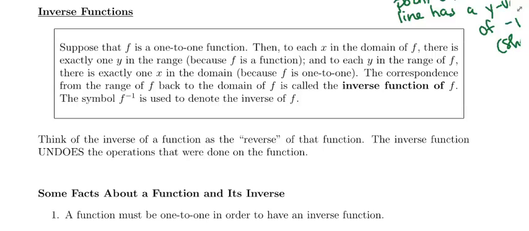It says, suppose that f is a one-to-one function, then to each x in the domain of f, there is exactly one y in the range because f is a function, and to each y in the range of f, there is exactly one x in the domain because f is one-to-one. The correspondence from the range of f back to the domain of f is called the inverse function of f. The symbol f inverse is used to denote the inverse of f.